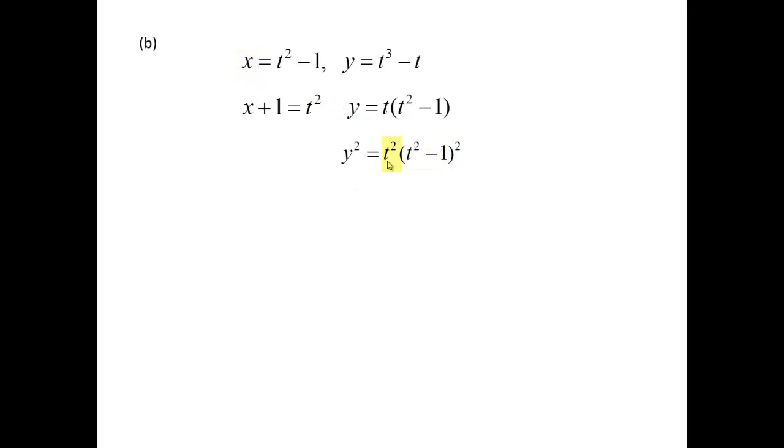This t squared here, well, that's x plus 1. So if we substitute x plus 1 in here for t squared, and x in here for t squared minus 1, that will give us the rectangular equation y squared equals the quantity x plus 1 times x squared. And if you'd like, you could distribute that x squared. I'm not going to. I'm going to put the 3 dots in, meaning we are done.